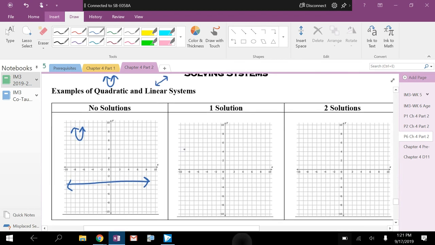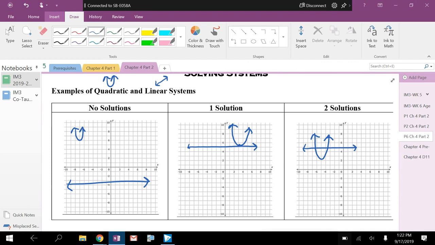Whereas one solution would be something like a line like this, and it crosses only one time. Maybe it's at the vertex right there. You can see it only crosses once. Whereas two solutions, they're going to intersect twice. So draw yourself a line, and then draw yourself a U that goes through both right there. If you were asked to find the solutions of these graphs, that's what they would look like. No solution, one solution right here, there's two of them right here. So it's possible, how yesterday we only got one answer, one ordered pair, we can get two ordered pairs this time.